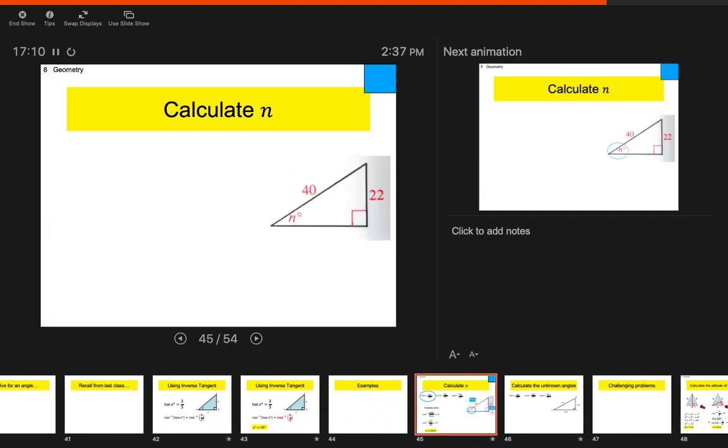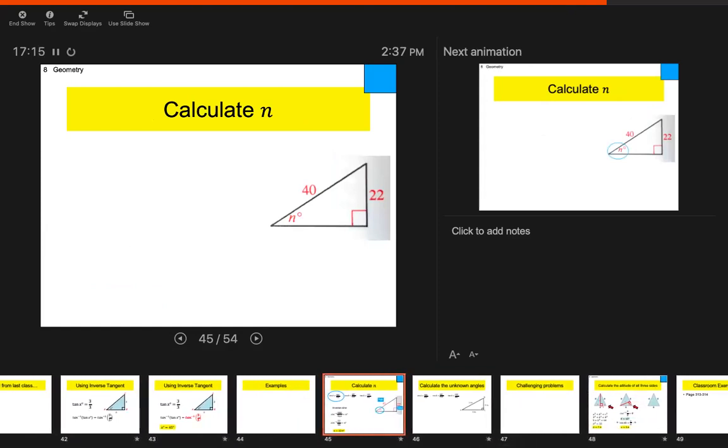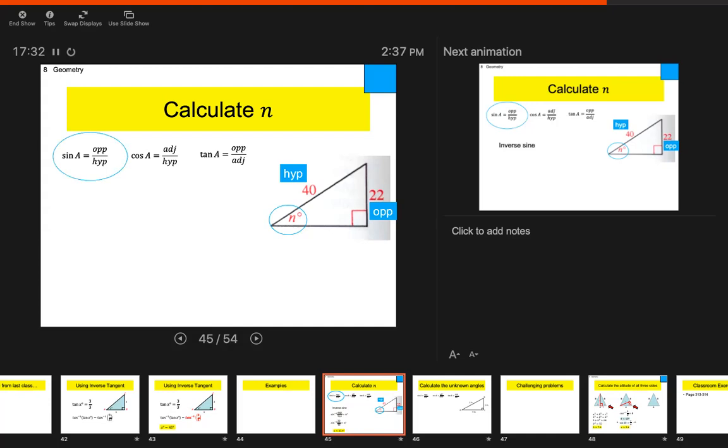All right. So McKinley, what do we got here? What sides do we have here? Opposite and hypotenuse. So which am I going to use? You're going to use sine. N equals 22 over 40. Sine of n equals 22 over 40. Okay, and then to get rid of the word sine, we do the inverse sine of the same ratio. So what's the answer?